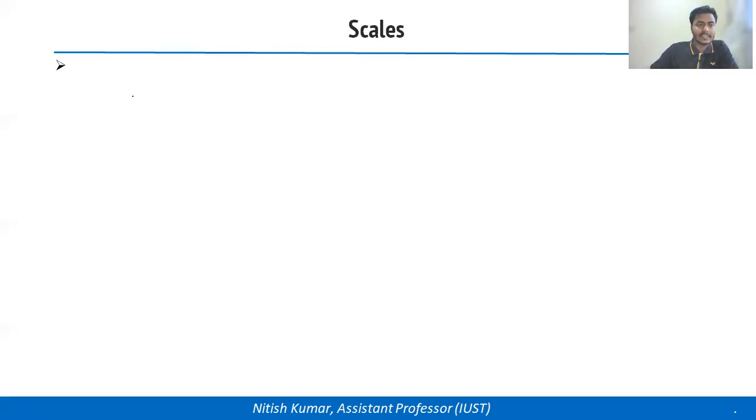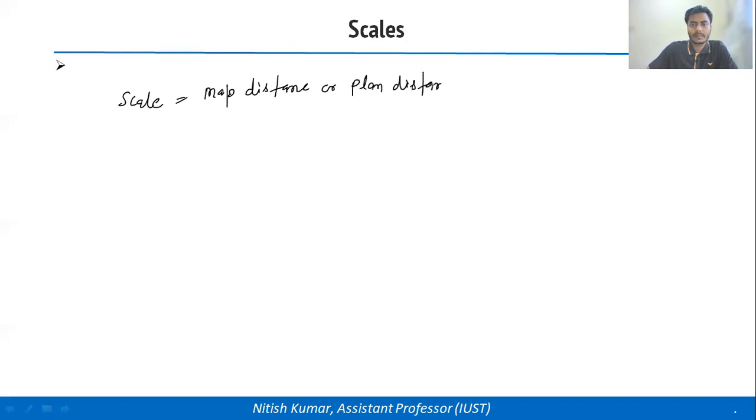So what is scale? Scale is the ratio. A scale is the fixed ratio of map distance, also we can say plan distance, or distance on the plan. Plan distance means, if a plan is drawn on a sheet, then the distance of that line on the plan between 2 points will represent some amount of length on the ground. So it is the ratio of map distance or plan distance to the ground distance.